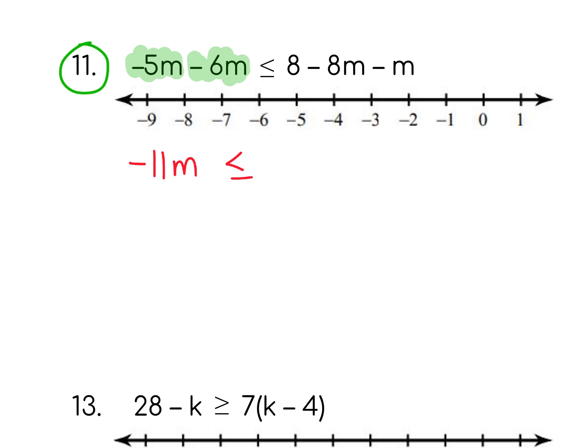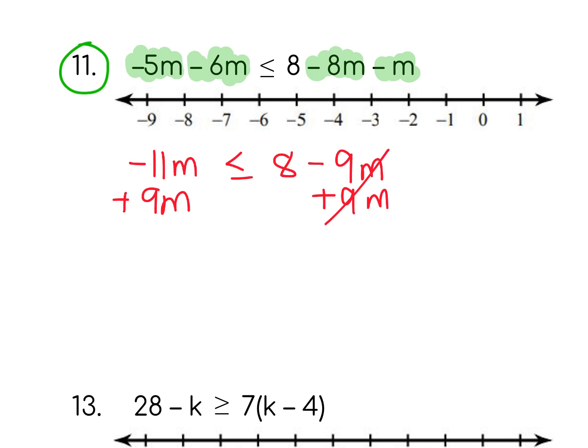And then on the right side, the second term and the third term are both m, so I can combine those two. The first 8 will stay the same, but the other two can go together. Negative 8 minus 1 gives me negative 9. Then I want to move the variable to where it's only on one side. So right now I have m's on both sides. Let's move this 9m. Since it's minus, we're going to do the opposite and we're going to add. Negative 11 plus 9 still leaves me with negative 2m, is less than or equal to 8.